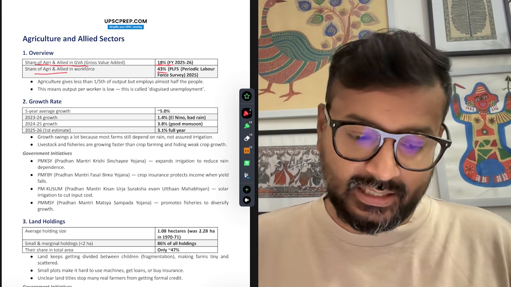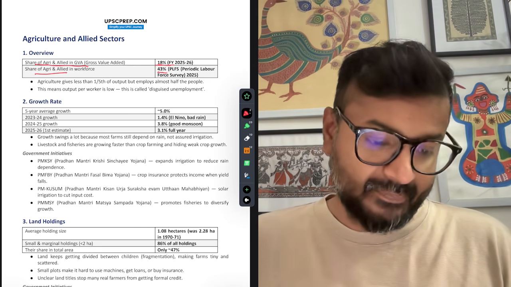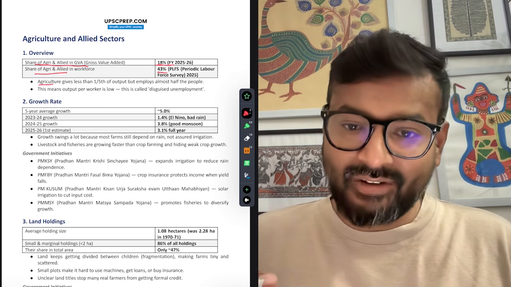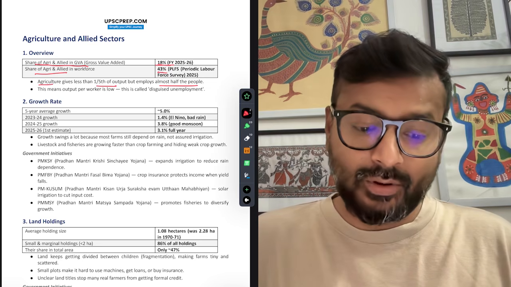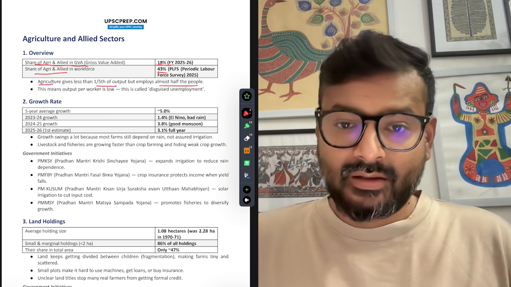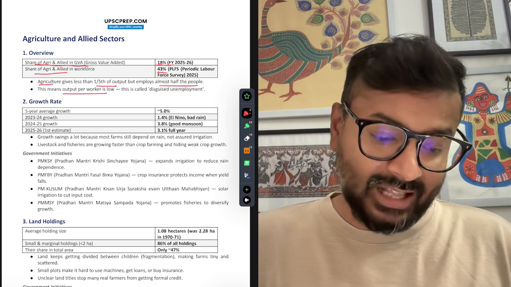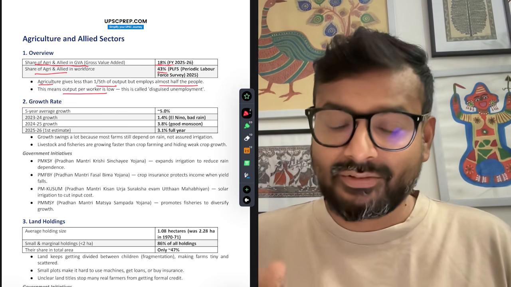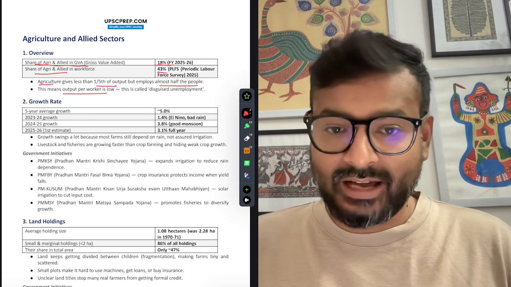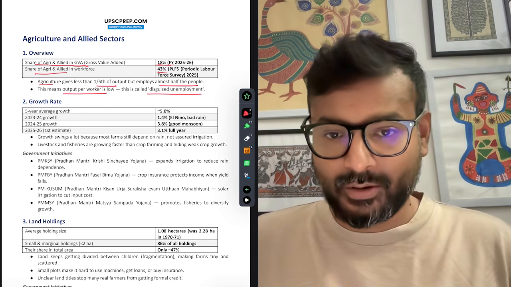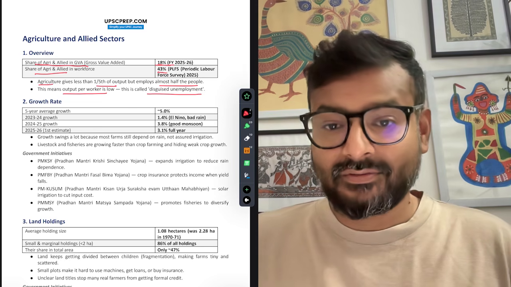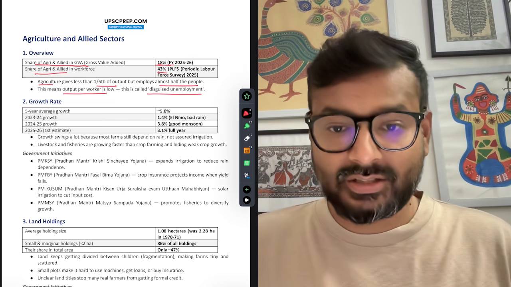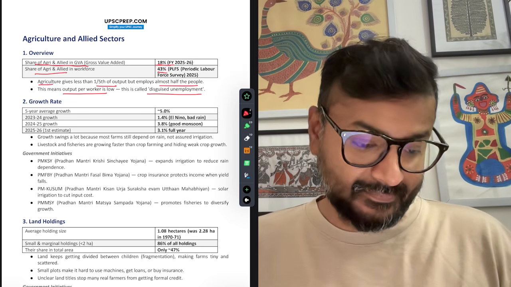This is as per the latest data, the Periodic Labour Force Survey of 2025, which means that agriculture is contributing less than 1/5 of the total output, but employs almost half of the people. Through this, we can draw the inference that the output per worker is very low. So there is low productivity in agriculture, and therefore a lot of the workforce involved in agriculture is suffering from disguised unemployment. And therefore, there is a necessity of a lot of workforce to move out of agriculture into other productive sectors such as manufacturing or high value services.